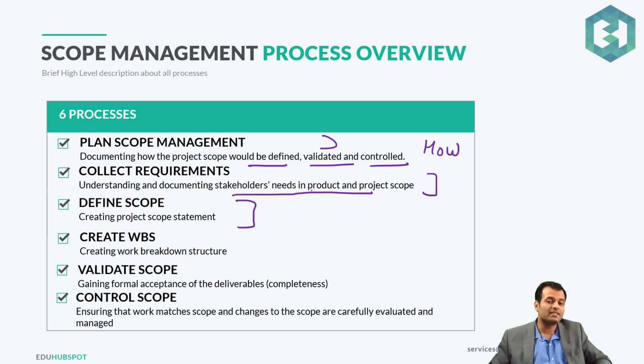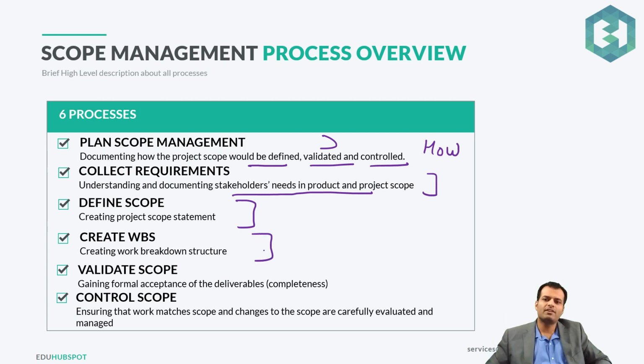Then we will define the scope, where we will get the scope statement. If you have your ITTO sheet with you, go to the third tab, which is the differentiation tab. You could see the difference between the scope statement and your project charter. Very important, you should understand. So the charter was at a high level, but the scope statement is something which is at a very detailed level about those requirements.